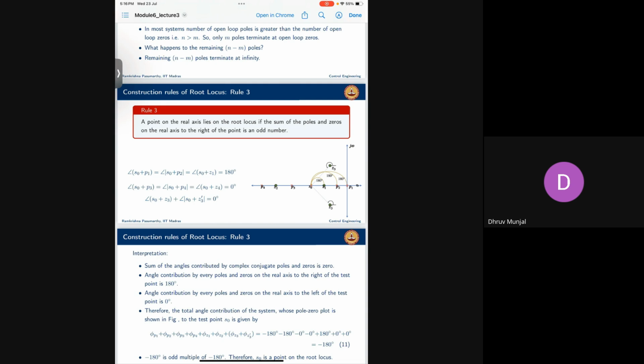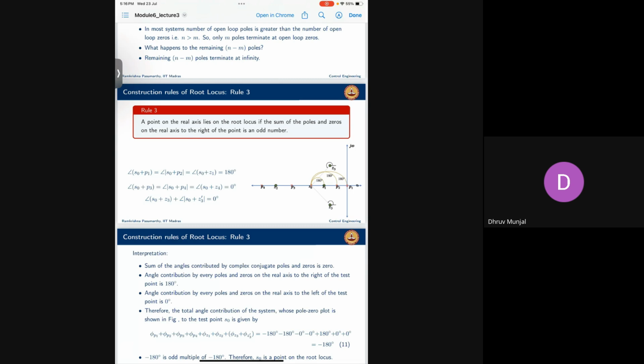So why is it an odd number? If you take a test point and see a pole or a zero towards your right, then that is at 0 degrees to your test point. And if you are standing at the same test point and see some poles or zeros towards your left, then it is at minus 180 degrees to your test point, right? So wherever you want to go on the real axis, you would end up either at 0 or at 180, or at minus 180.